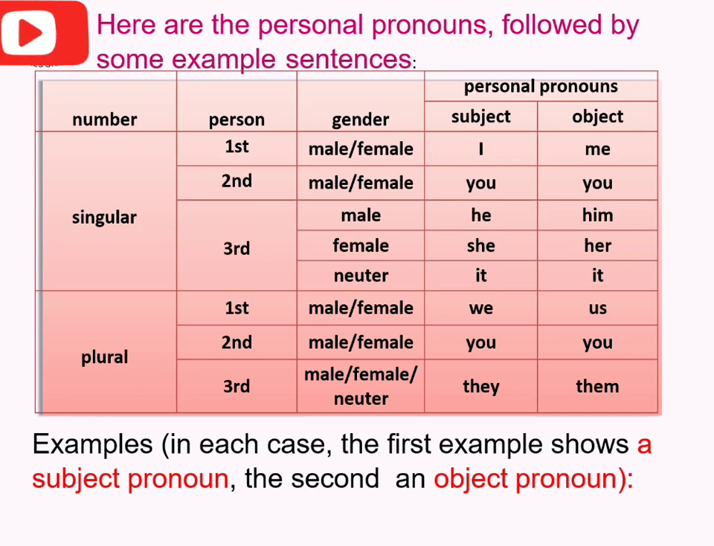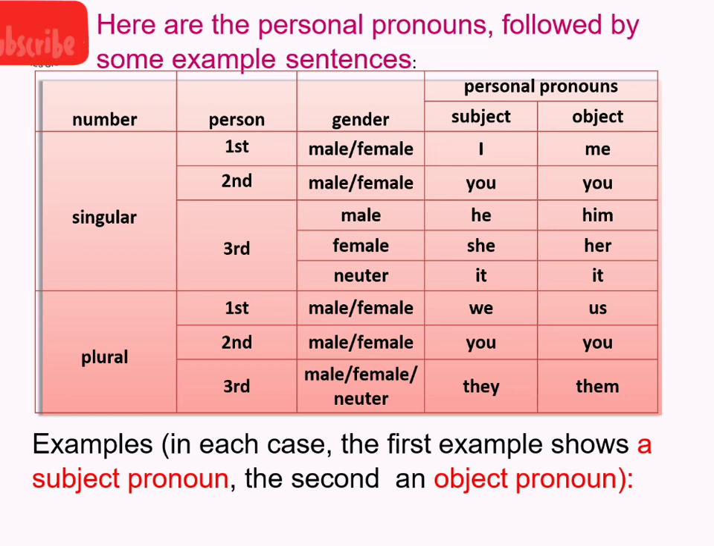So, in case of third person, if it's a male, in case of subject, we will use he, and in case of object, we will use him. Now, in case of third person, if the gender is female, we will use she for subject, her for object. And if we are talking about the third person and the gender is neuter, in case of subject and object both, we will use it. I will discuss all these with proper examples.